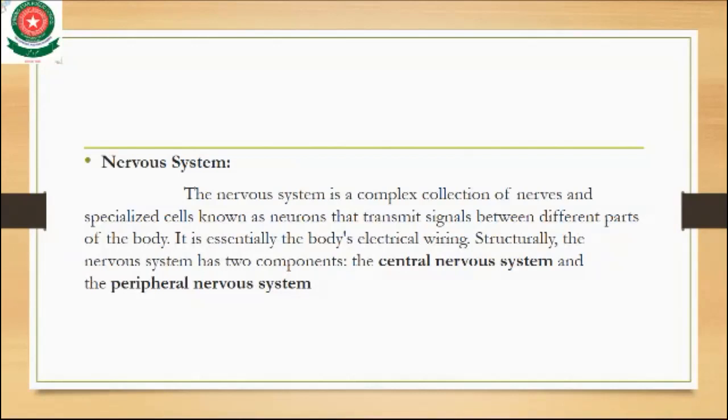Structurally, the nervous system has two components. That means the nervous system has two divisions. First is the CNS, central nervous system, and the second is the PNS, peripheral nervous system.